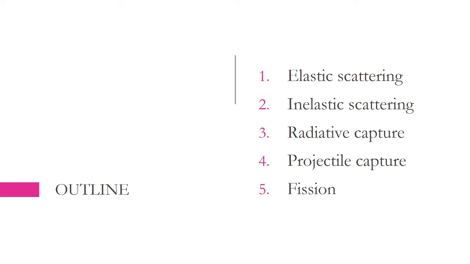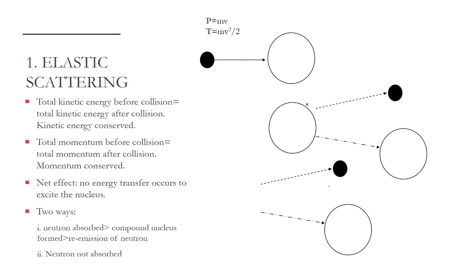There are 5 types of neutron interactions, which are elastic scattering, inelastic scattering, radiative capture, projectile capture, and fission. So I will start with the elastic scattering.